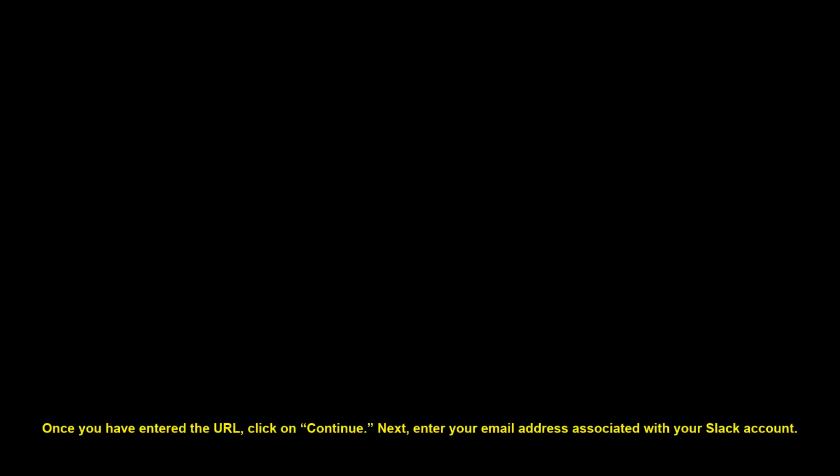You will now be prompted to enter your workspace URL. If you don't know your workspace URL, you can find it in the invitation email you received from your team. Once you have entered the URL, click on Continue. Next, enter your email address associated with your Slack account. After entering your email, click on Continue again.